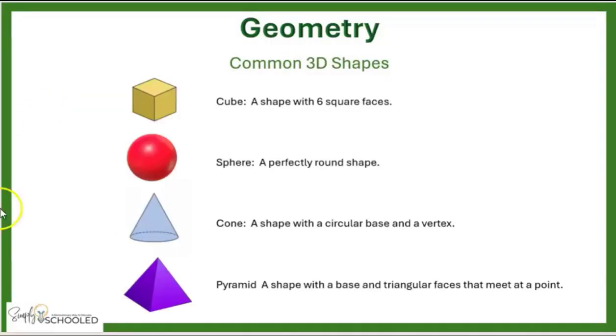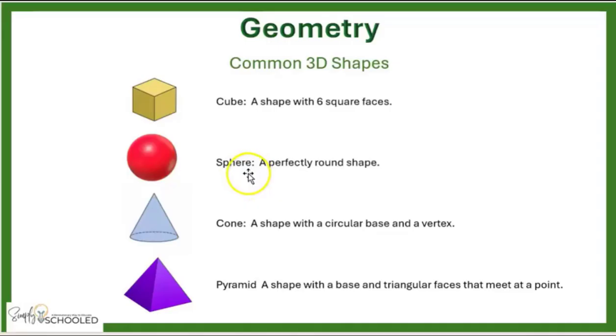All right, lastly, let's look at some common 3D shapes. The first is a cube. A cube has 6 square faces. A cube is very common and learned at a very young age because a cube is what they use for dice. It has 6 sides and they're usually numbered 1 through 6.